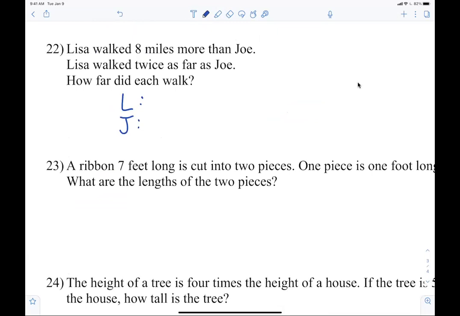And so then you put the X next to Joe, the J, and then above where it says L, you put the X plus 8. You are amazing. Uh-oh, you got something that's hard now. So now what? Let me see. I tricked you on this one. Let's see if you can do it. Tell me what the equation is.